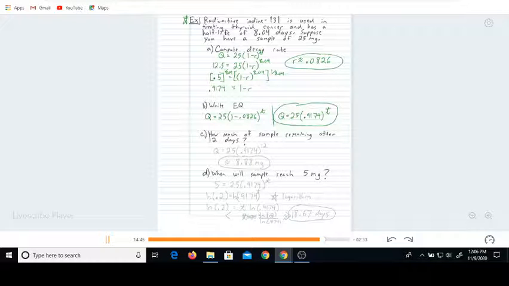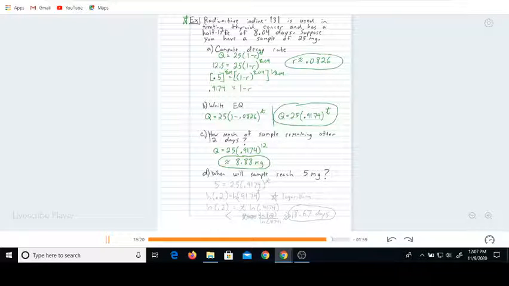How much of the sample will be remaining after 12 days? All we got to do is input 12 and we are done. This is a quickie. It's just using your equation from part C. Input 12. We'll go ahead and type that into the calculator. And we get approximately 8.88 milligrams. So 12 days later, our 25 milligram sample will have decayed down to 8.88 milligrams.